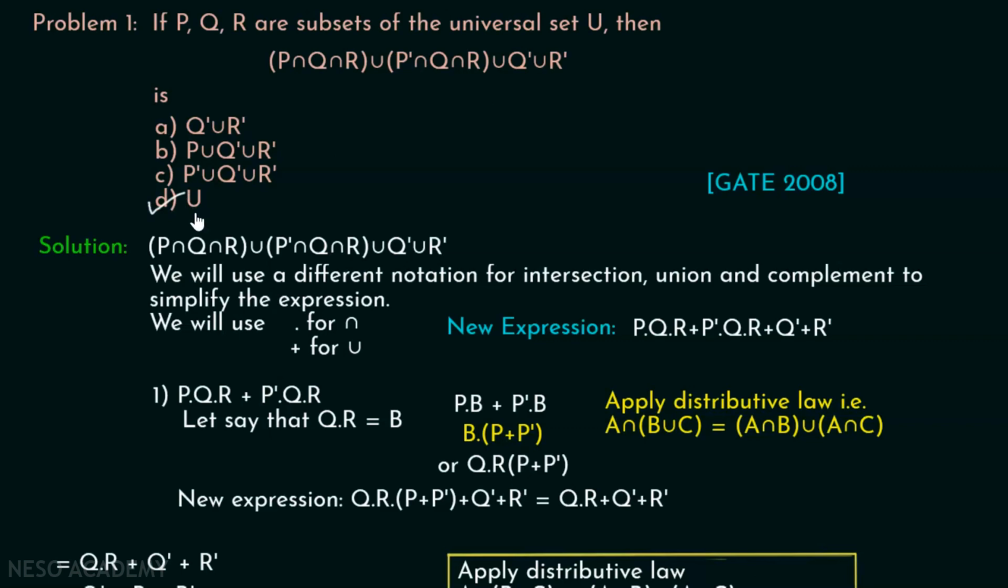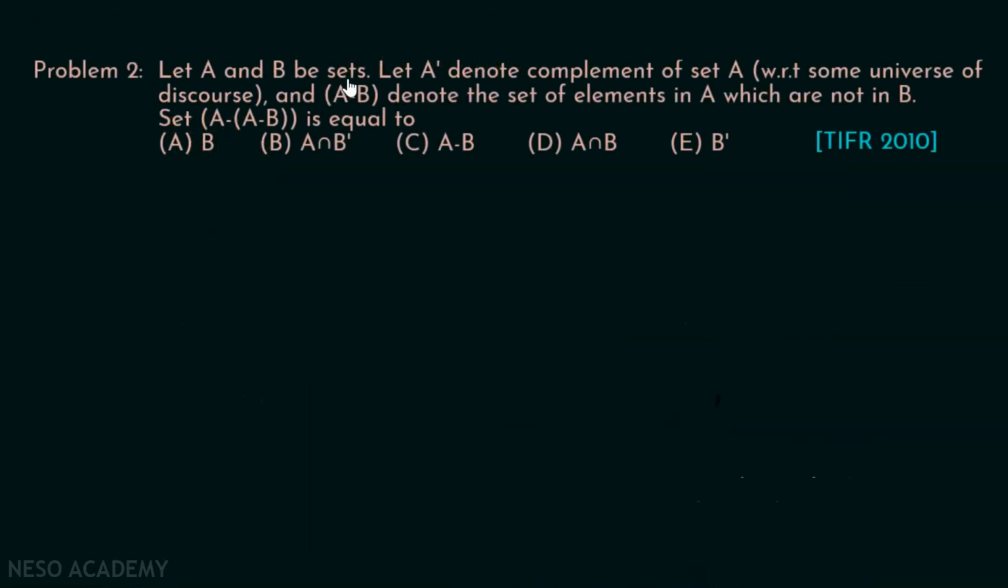Now let's just try to solve problem 2. Let A and B be sets. Let A dash denote complement of set A with respect to some universe of discourse, and A minus B denote the set of elements in A which are not in B. Set A minus B is equal to what? This question has been asked in TIFR 2010, that is Tata Institute of Fundamental Research.